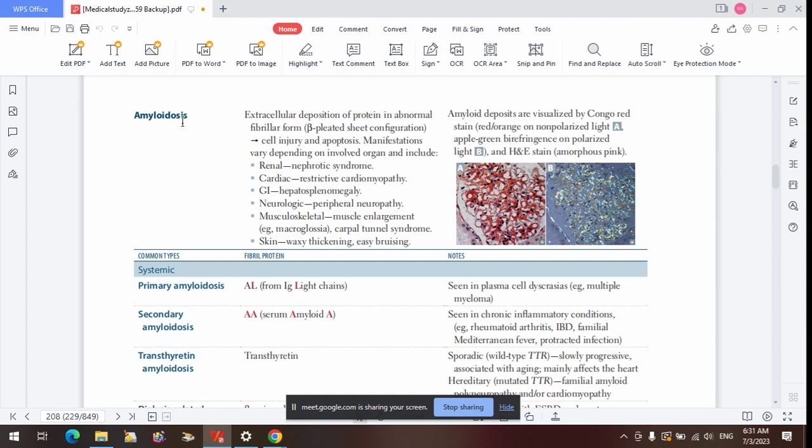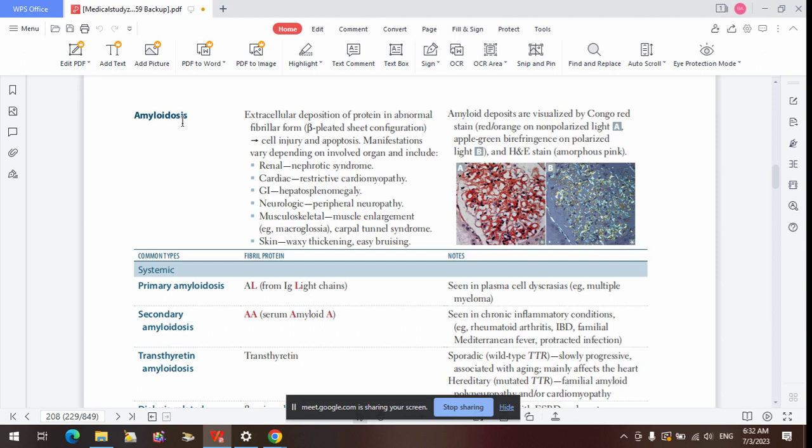Amyloid can also deposit in the heart. When it deposits in the heart, it causes restrictive cardiomyopathy. So it causes a restriction in the relaxation ability of the heart. So the heart cannot relax and cannot pump well. So that is restrictive cardiomyopathy. It can also deposit within the electrical conducting system and impede them, so the person can have arrhythmias.